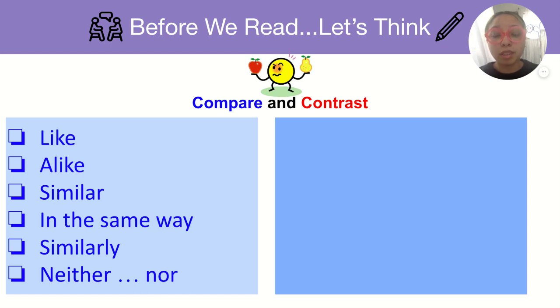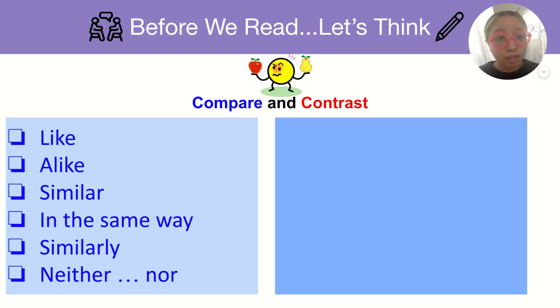You will also notice some of these words when you are reading. When you see these words as you are reading, make note on a Post-it note, in a document, or even in this video, that this is a comparison between the moon and the Earth. Words like alike, like, similar, in the same way, similarly, neither, nor, are all words you may see today in our reading.